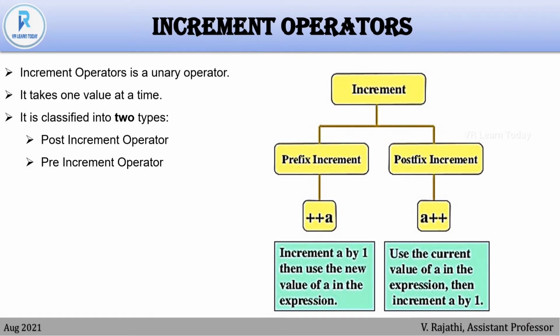Next, the incrementation operator. The incrementation operator is a unary operator. It takes one value at a time. It is classified into two types: post increment operator and pre-increment operator. We can also call these prefix and postfix. Prefix, like plus plus a, has the operator before the variable. Postfix incrementation has the operator after the variable.